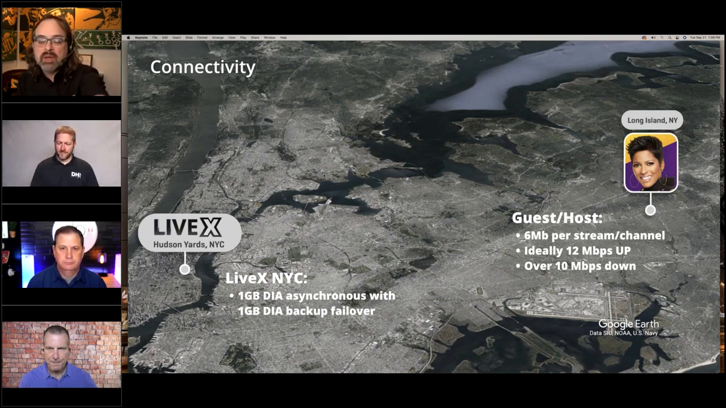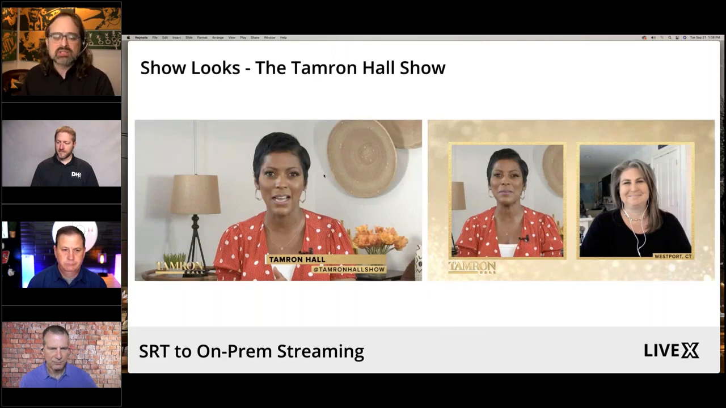So we need 6 megs per stream. And then ideally 12 megs up, so we've got a little bit of overhead for her camera, and then over 10 megs down, because obviously we're going to send her program feed, she's going to be able to see her guests, she's going to be able to hear people over IP, so she needs some internet to be able to handle that. So here's some looks, pretty typical broadcast television, right?